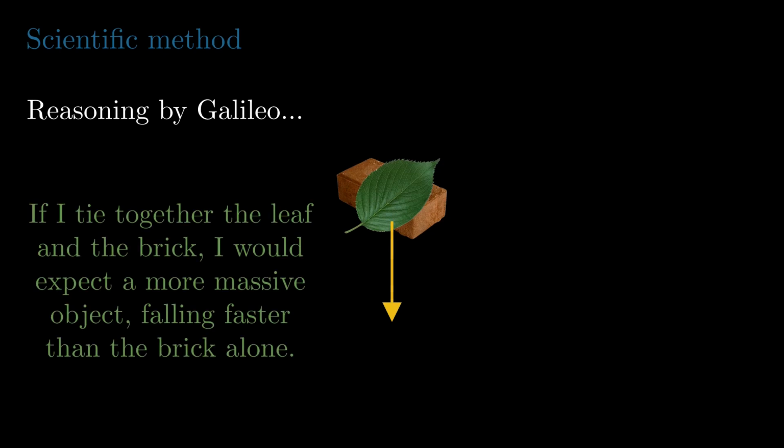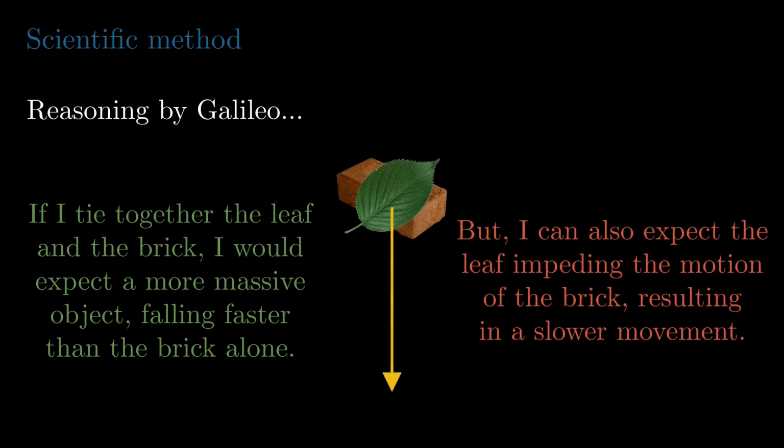But the reasoning by Galileo was something like this. If I tie together the leaf and the brick, I would expect a more massive object, falling faster than the brick alone. But I can also expect the leaf impeding the motion of the brick, resulting in a slower movement. Just think about the leaf as a parachute.